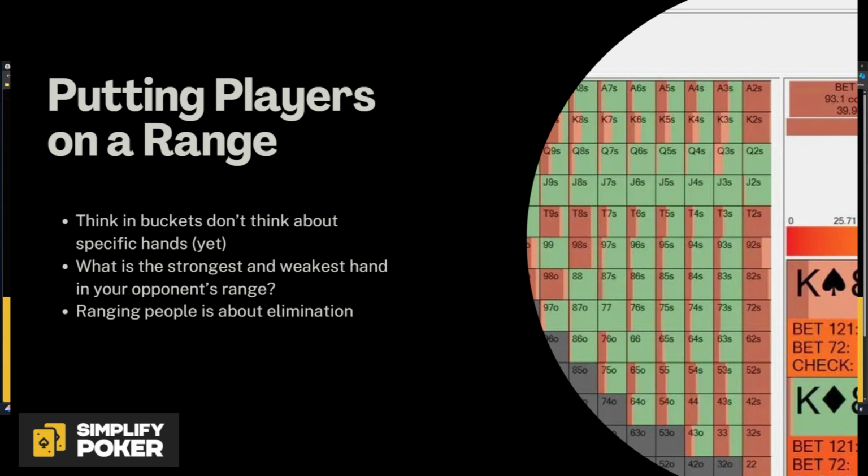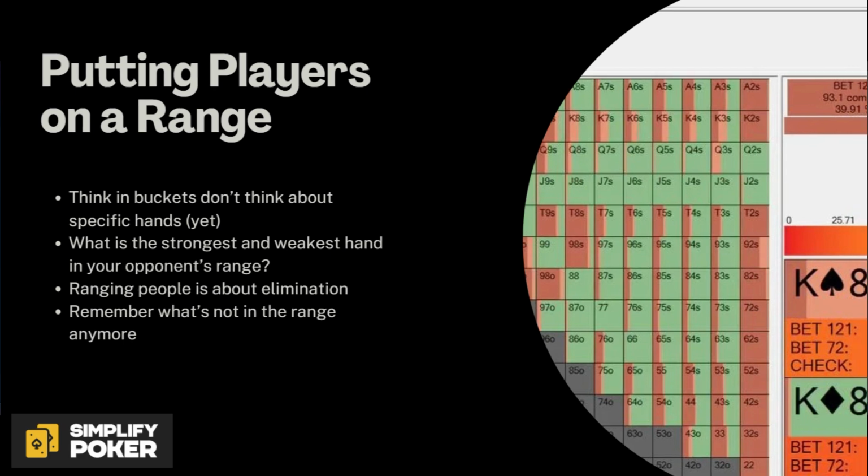As we've done and shown in this example, we did a lot of 75-25. That's fine as well, but that will still shift the range in one direction or another. Even if Lawrence is sometimes just calling when he improves to trips on the turn, when he does just call, he has less trips than when he raises, and he certainly has less than when he folds. And always think about what's not in the range anymore.